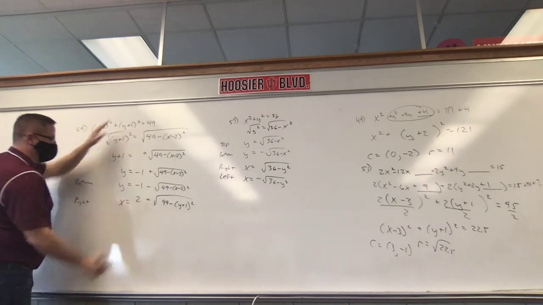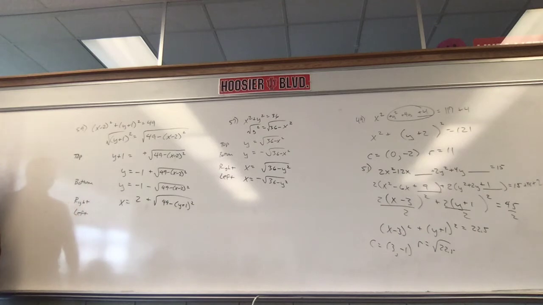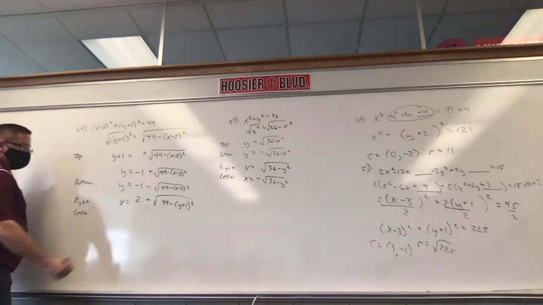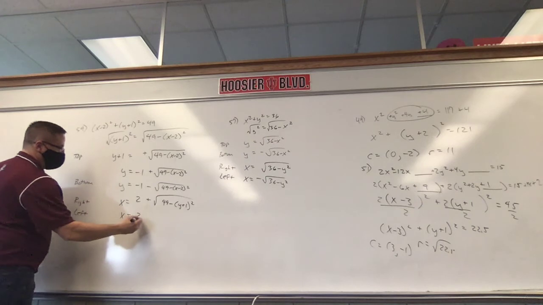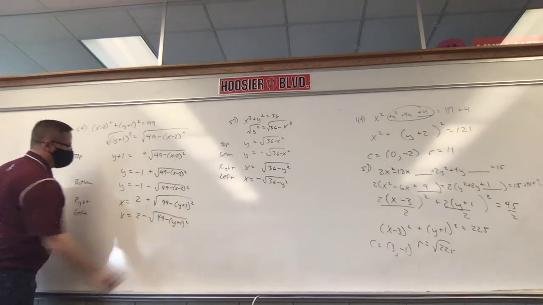And what's the last thing you have to get rid of to get x by itself? So put the 2 in front. For the left side, it's going to be the same thing, but what? Minus. Yeah. 2 minus radical 49 minus y plus 1 squared.